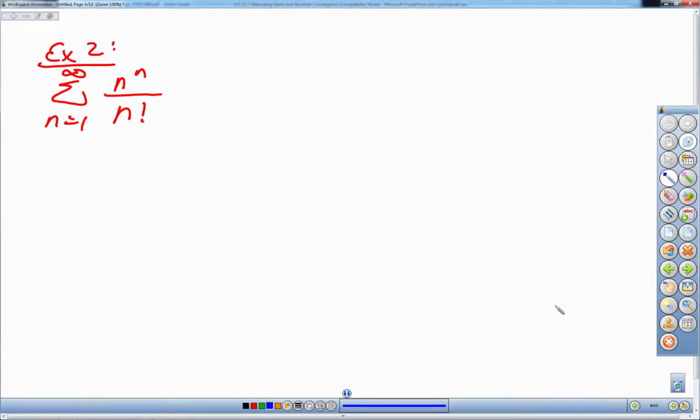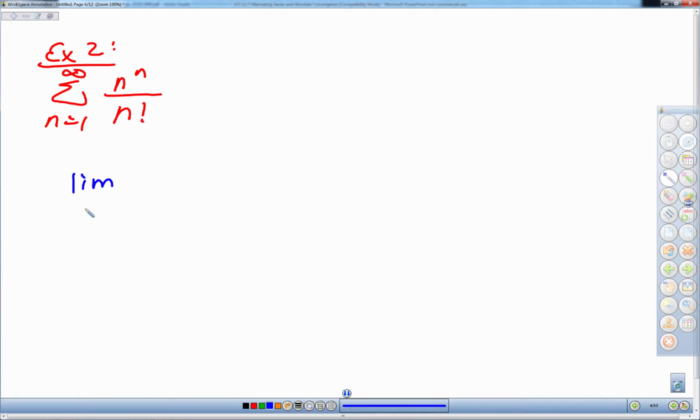Okay, let's take a look at this particular example. We've got the series as we go from 1 to infinity of n to the n over n factorial. Wow, that thing just looks amazing. That looks really, really fun. So let's go ahead and take a look at what happens when we employ the ratio test.